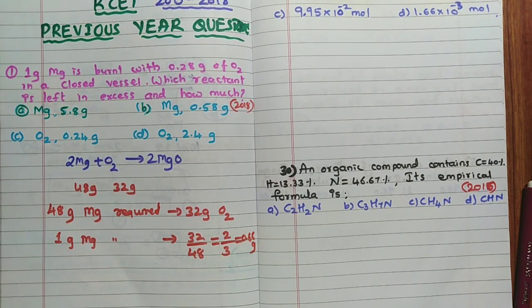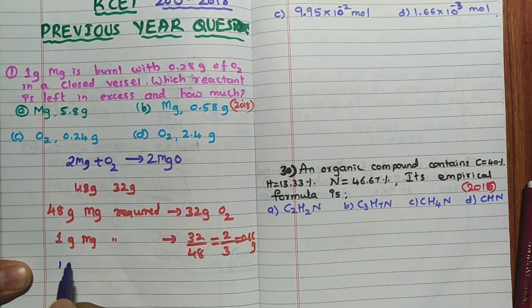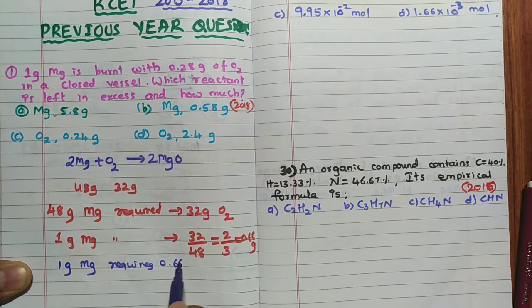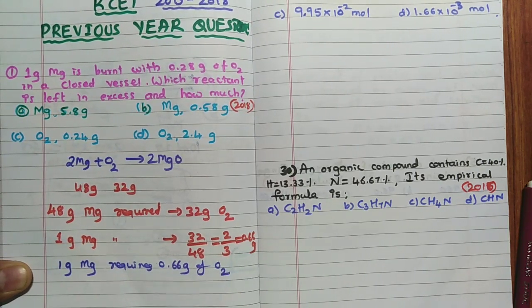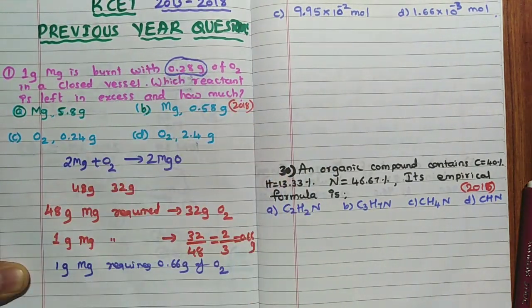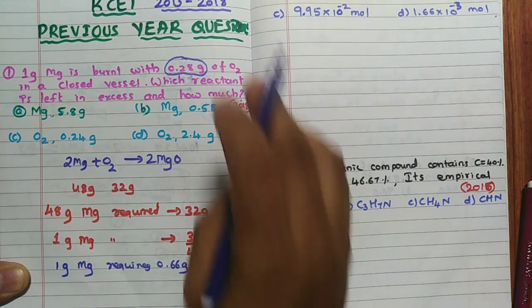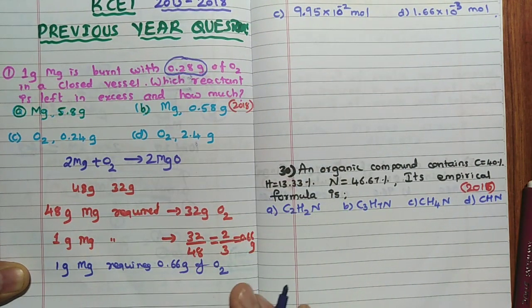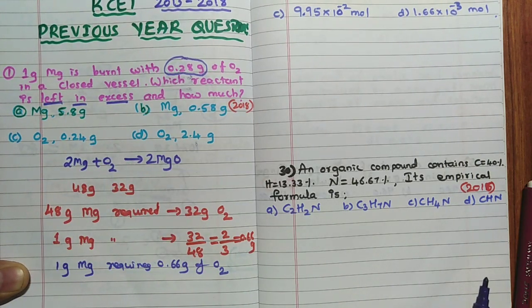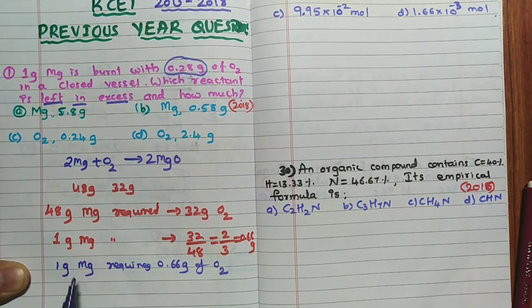Which means what you have understood here: 1 gram of magnesium requires 0.66 gram of oxygen. But how much oxygen is given? 0.28 gram of oxygen. Which one is given less? Oxygen is given less. Then which is the reactant left in excess? Tell me. Definitely magnesium. So out of 2, 1 is the answer. Magnesium is left in excess amount.